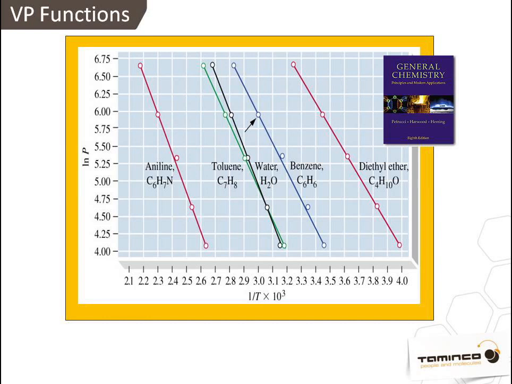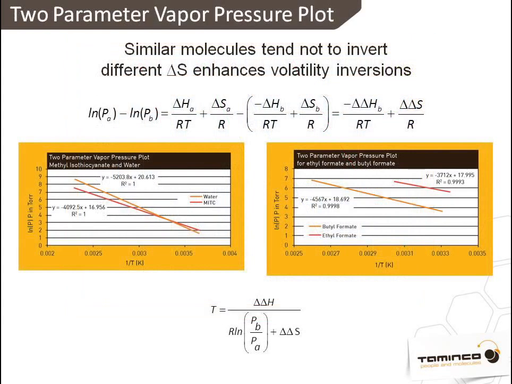Now, you can do some math with the straight lines, and you can actually calculate a temperature at which the ratio of the vapor pressure of two molecules has a certain value. It's this very simple expression. And you see that that value is dependent on the difference in the enthalpies of vaporization and the difference in the entropies of vaporization. What you'll note is that within the relevant temperature range, the range where the function is in fact linear, similar molecules tend not to invert. I have the plots here for ethyl formate and butyl formate. But dissimilar molecules will oftentimes invert.